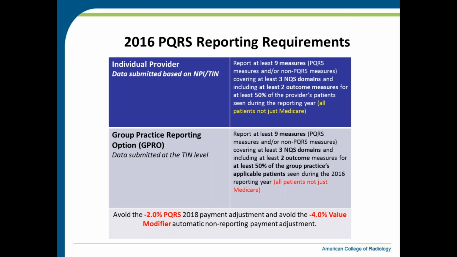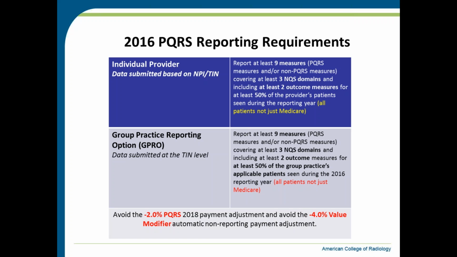One caveat to make note: I've spoken with a lot of the attendees on today's webinar, but for anyone who is new, if you are doing a group practice reporting option, each individual physician does not have to meet 9 measures. It's across every physician that bills to your tax ID. So essentially, across your entire group, you only need to report 9 measures, 3 domains, and 2 outcomes. And that's, of course, for 50% of the group's patients.